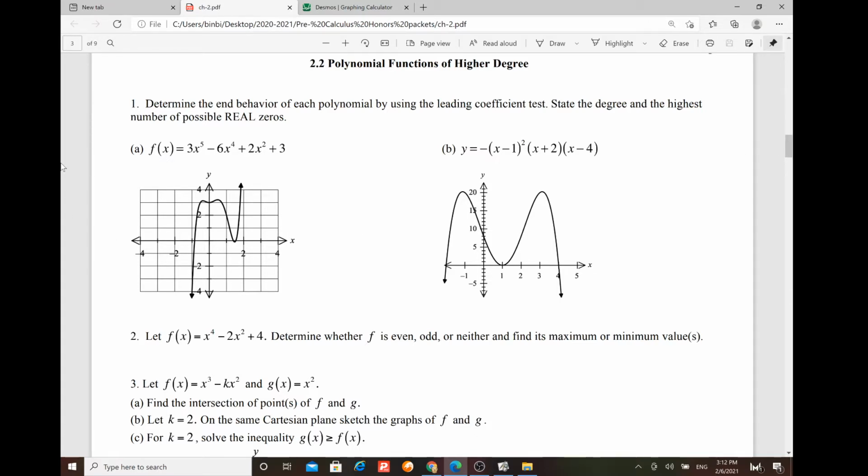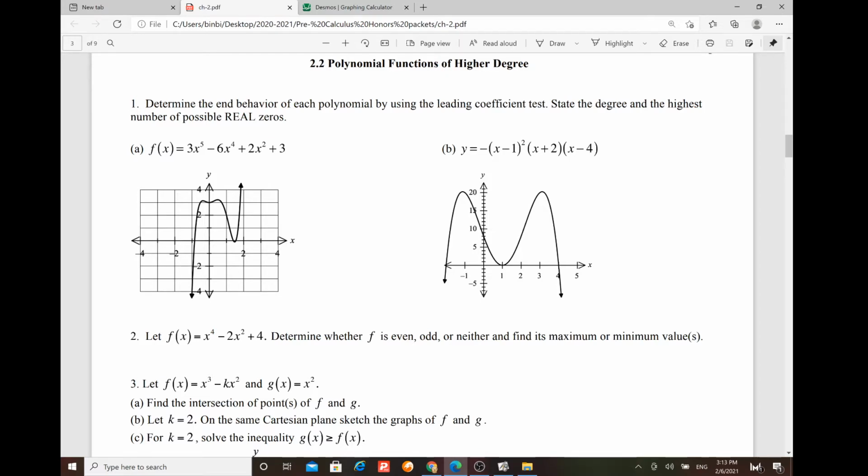So let's start off with the first part of the lesson. Determine the end behavior of each polynomial by using the leading coefficient test. State the degree and the highest number of possible real zeros. If you just recall things that we talked about in Algebra 2 trig honors, the way to find the number of possible zeros is by looking at the highest degree. So this one basically gives you 5. It looks like we do have 5 zeros, but now we need to find out the possible zeros.